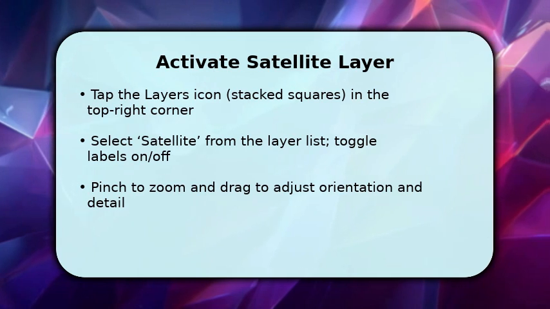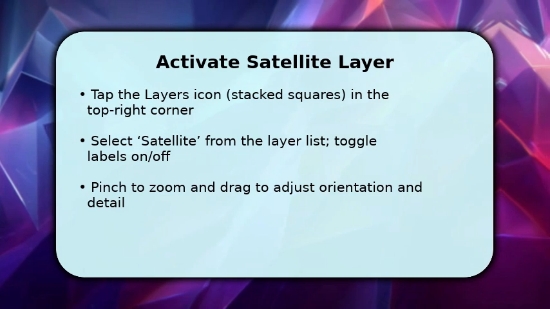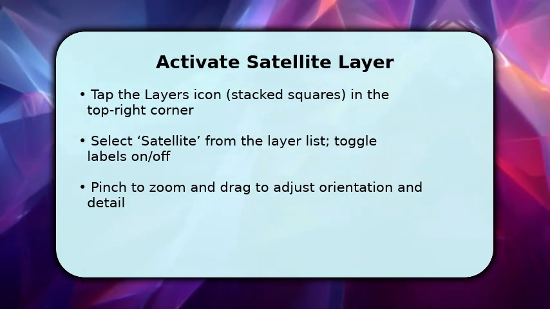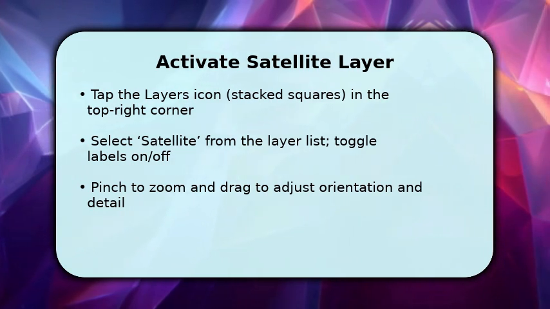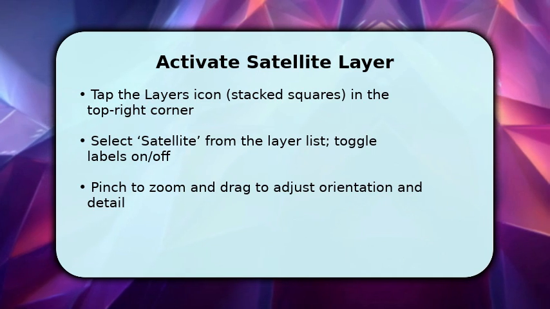If you want names overlaid, choose satellite with labels. Otherwise, use pure satellite to focus on imagery. Pinch to zoom for higher resolution tiles and drag with one finger to reposition. Make sure to rotate or tilt the view with 2 fingers if you want angled perspectives.